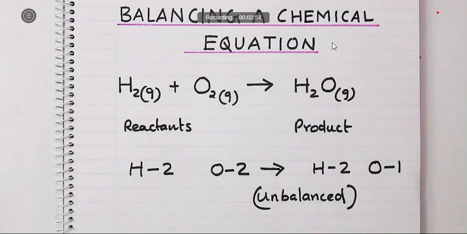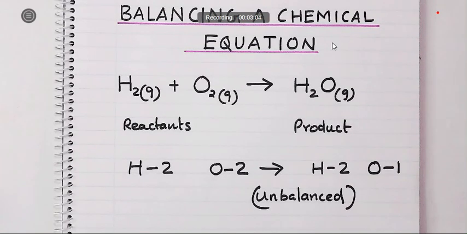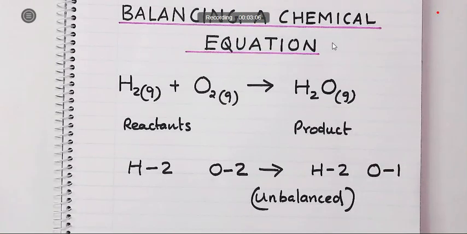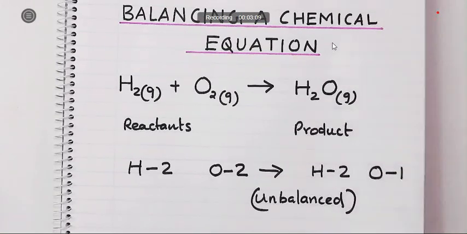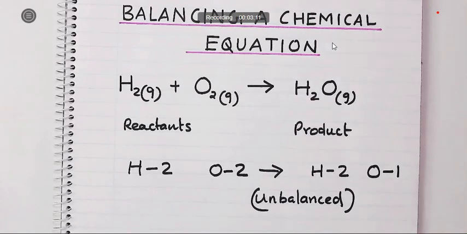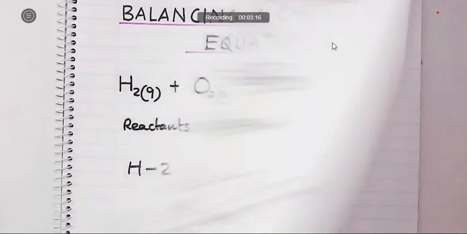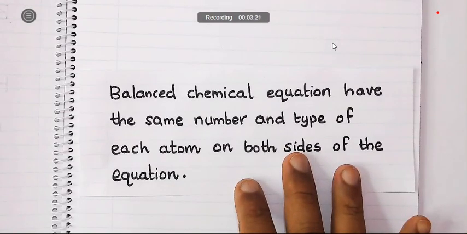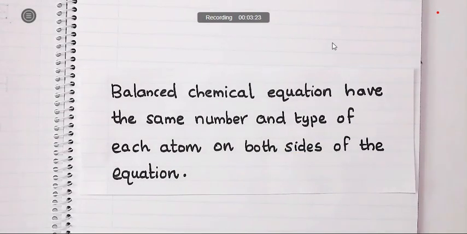So we have to know how we can check whether the equation is balanced or not. I just showed you now, but in the format of a definition, I'm going to show you how to check whether the equation is balanced or not. So look at this statement: a balanced chemical equation has the same number and type of each atom on both sides of the equation.